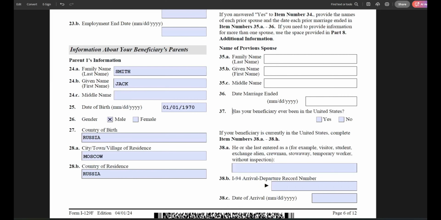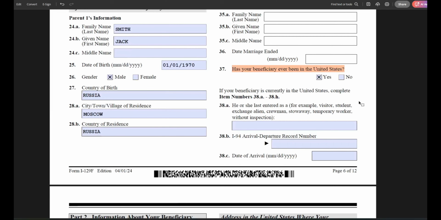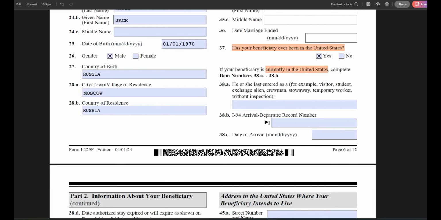The next question asks if your beneficiary has ever been in the United States, and if your beneficiary was in the United States before and they already left, you don't need to fill out anything else. But if your beneficiary is currently in the United States, you will need to complete this information here.